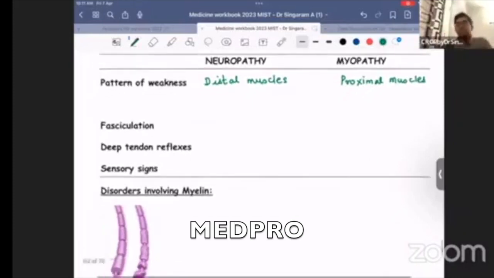Fasciculations, I told you, are something which are generated in the muscles. So when muscle is damaged, there won't be any fasciculation, whereas fasciculation would be a common feature of neuropathy. That is the point which I wanted you to remember.